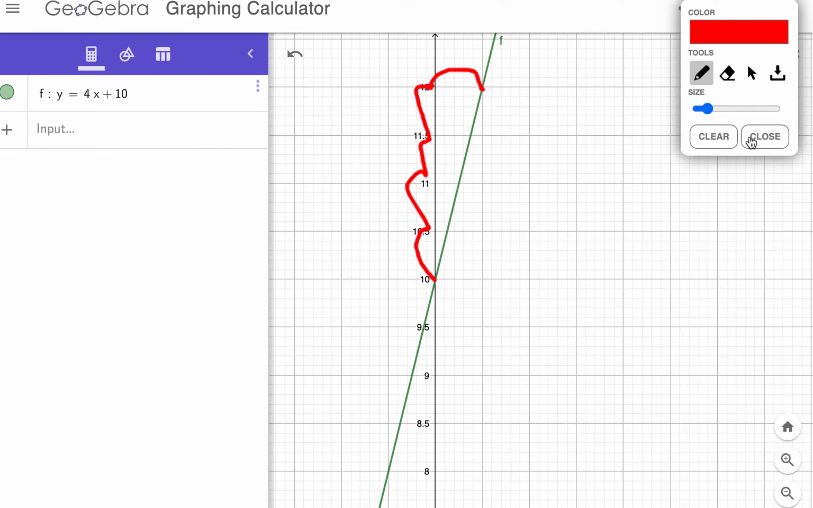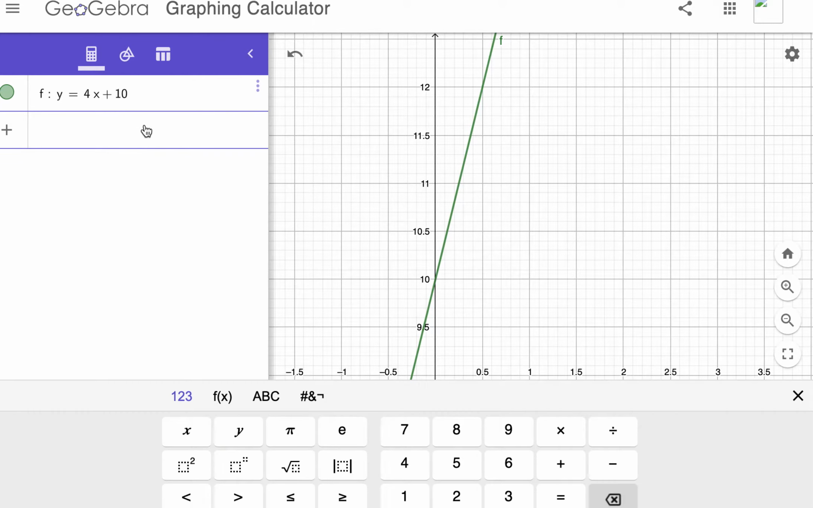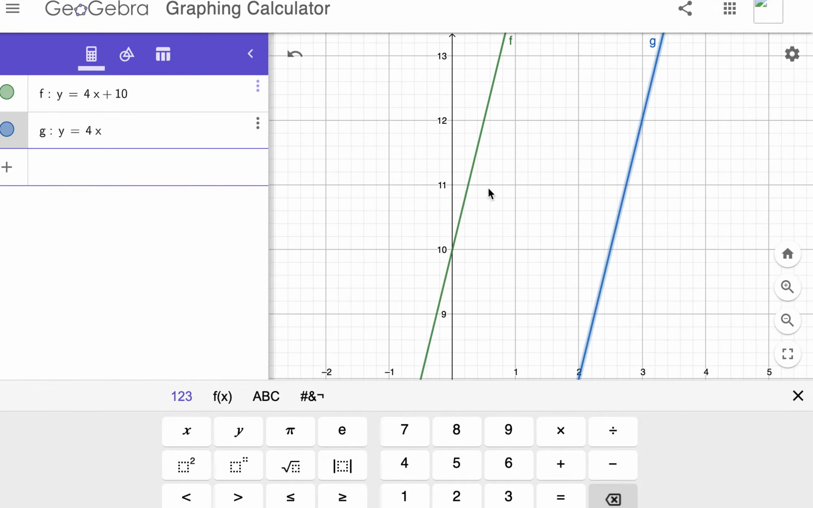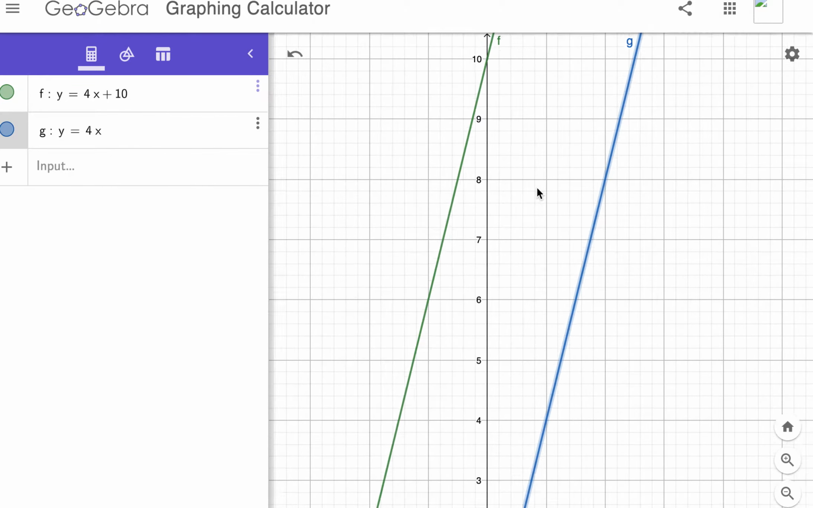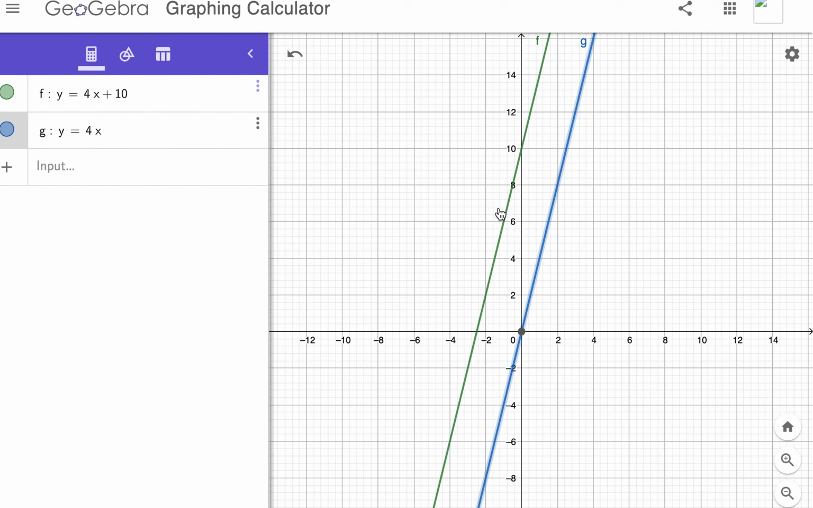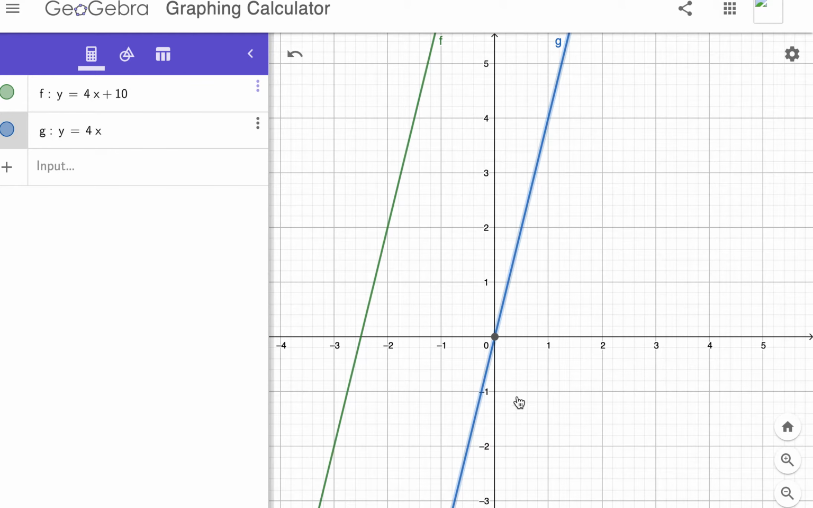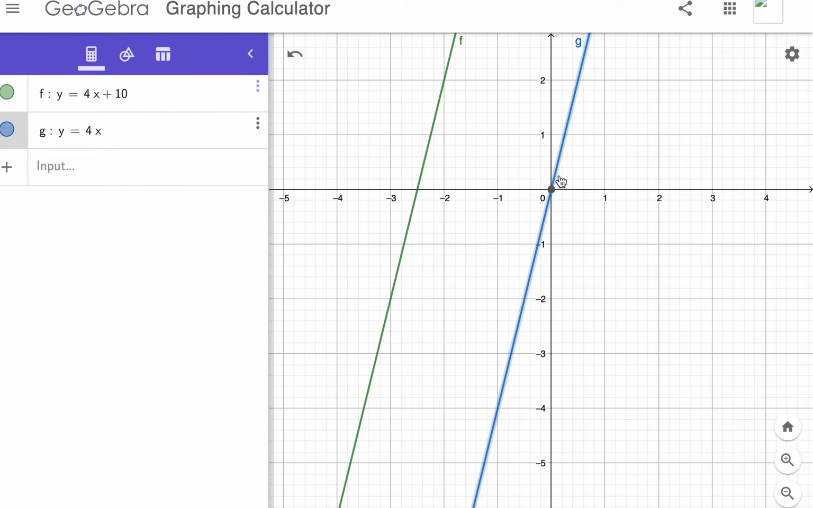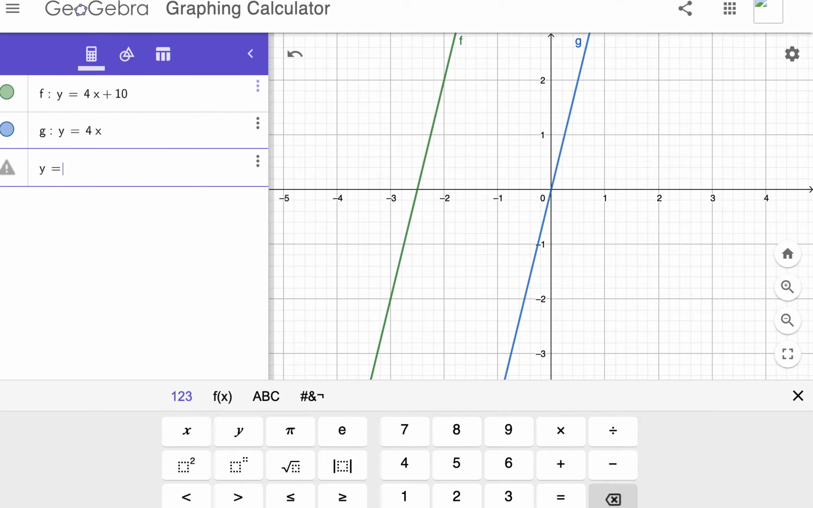So what we saw and hopefully understood was that parallel lines will be any equation that has the same slope. I could do just y equals 4x, and my blue line has the same slope. We can see the rise and run is the same, and they will never cross. Parallel lines never cross. Then what if I put y equals 4x minus 5?